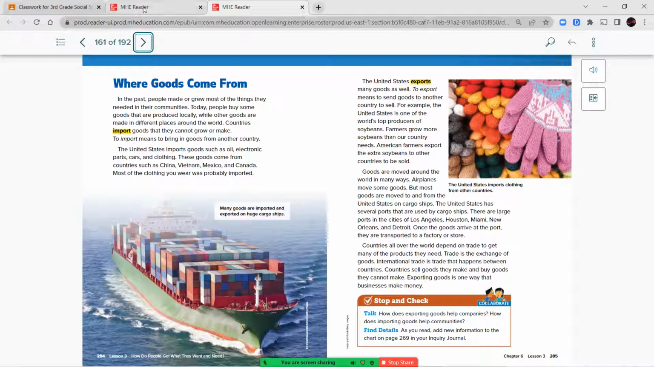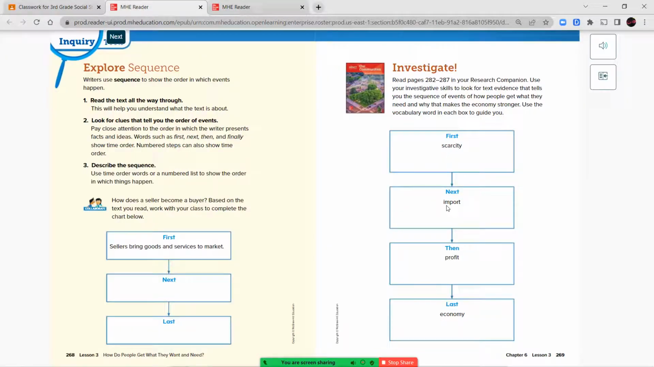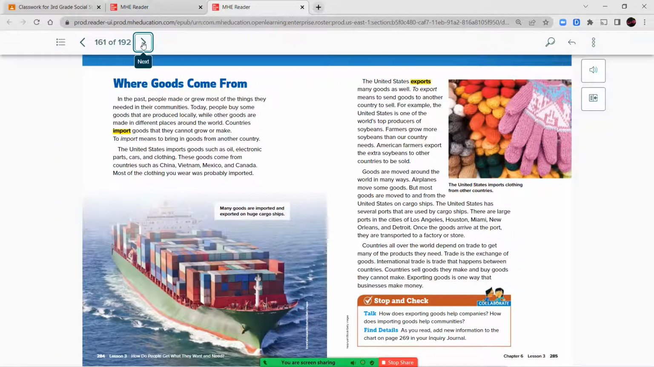So let's hop back into our graphic organizer. We're going to talk about importing. So sellers import scarce resources from other parts of the world or other parts of the country. So we talked about scarcity. If a resource is scarce, we need to trade to be able to get it for our community. Sellers are going to import those scarce resources from other parts of the world. Now let's hop back into our reading.